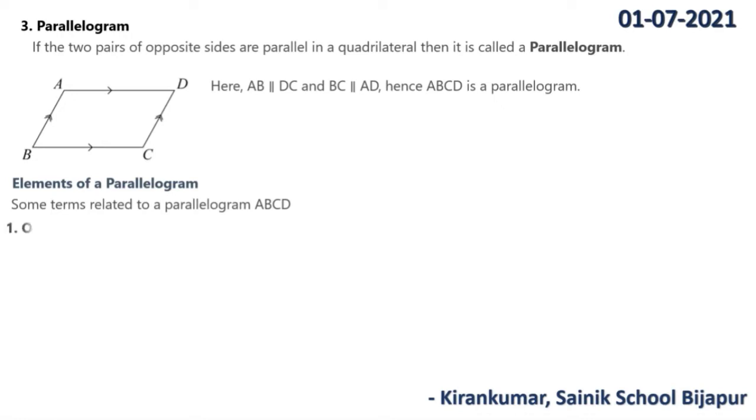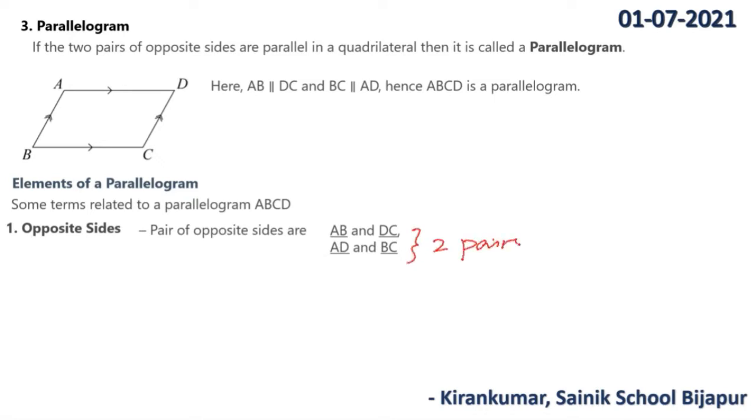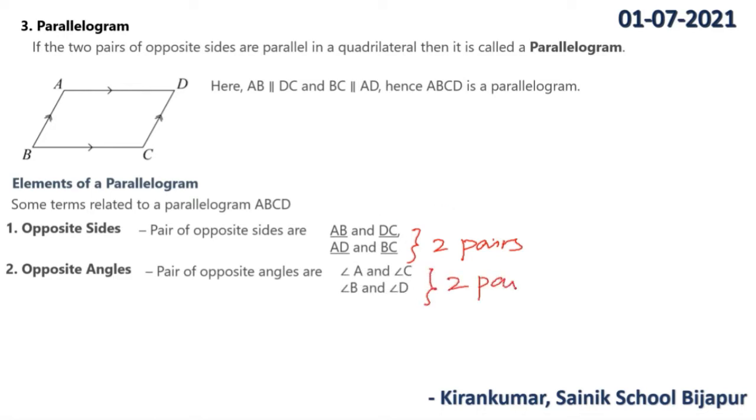First element is opposite sides. The pair of opposite sides are AB and DC, AD and BC. Here there are two pairs. The pair of opposite angles are angle A and angle C, angle B and angle D. So there are two pairs of opposite angles.